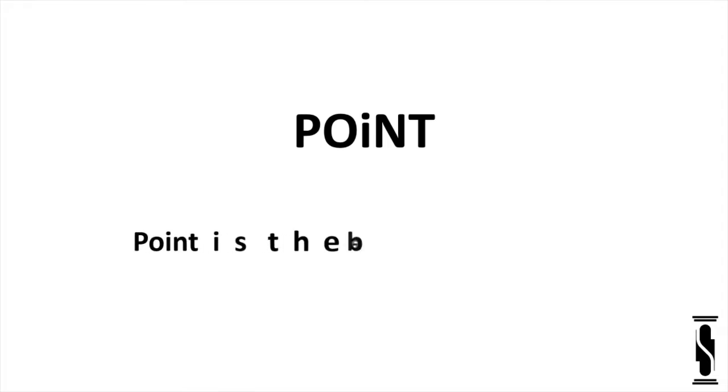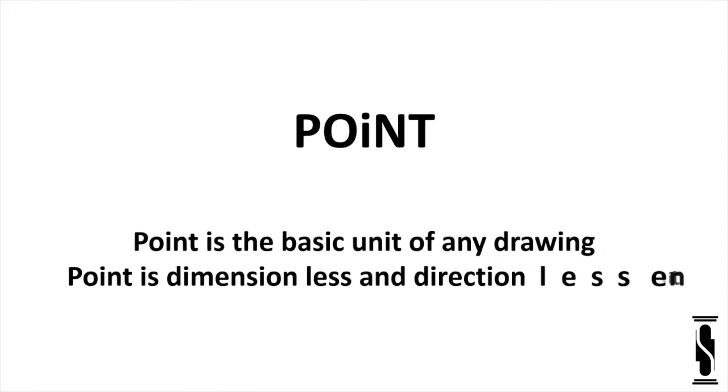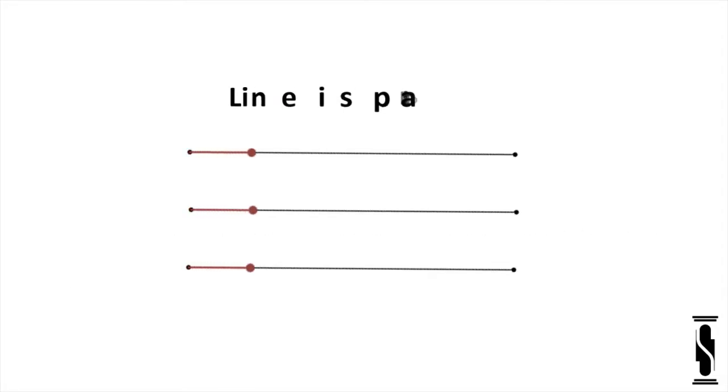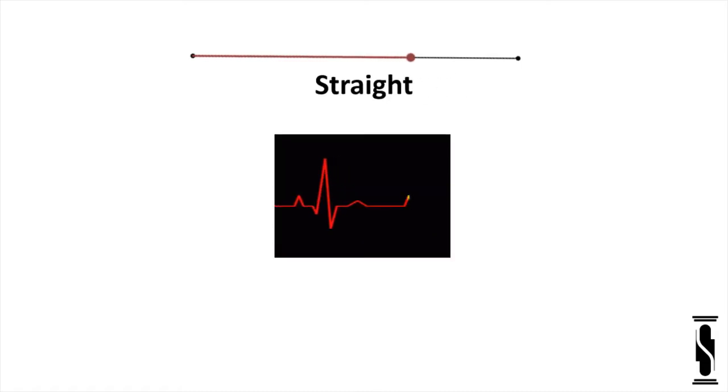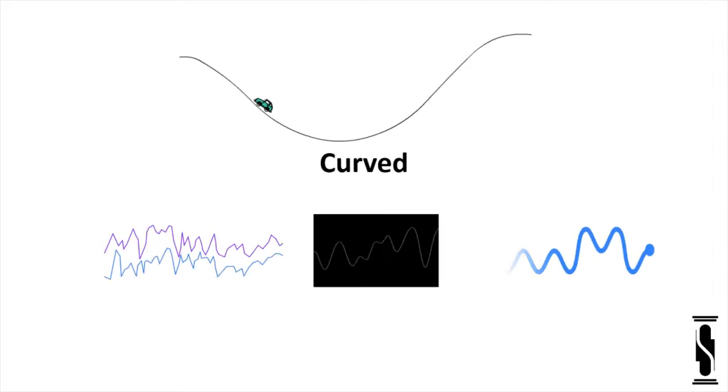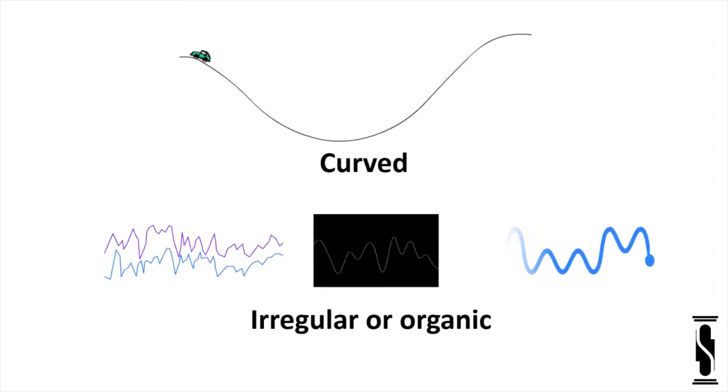So let's start with the point. Point is a dimensionless, directionless entity. When a point moves in any direction, it forms a line. A line can be straight, zigzag, curve or organic. So we can say that a line is a path which is followed by a point.